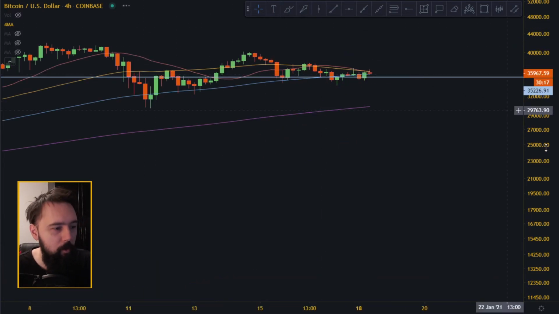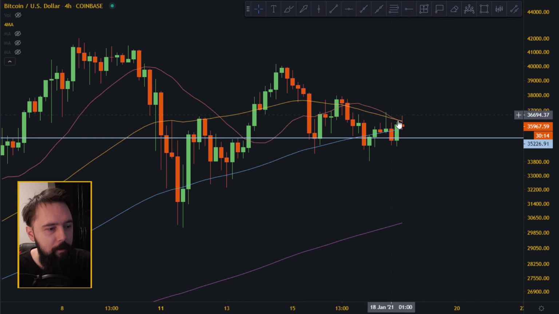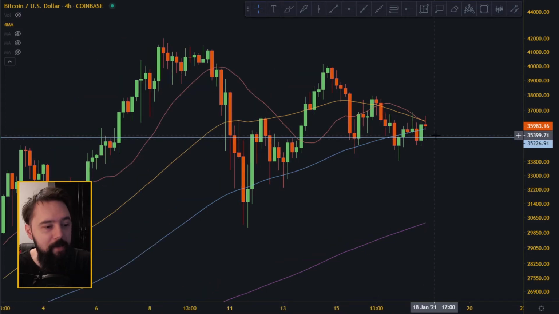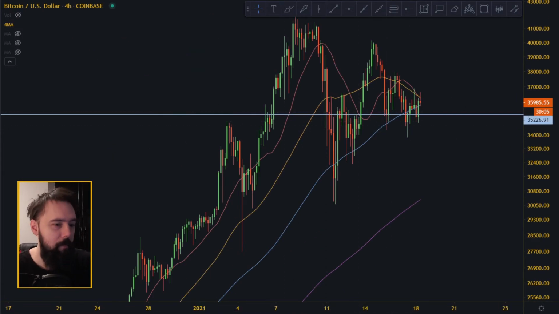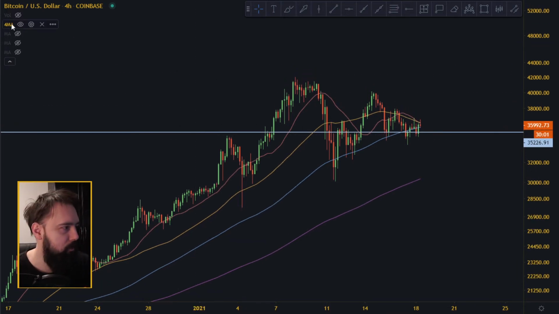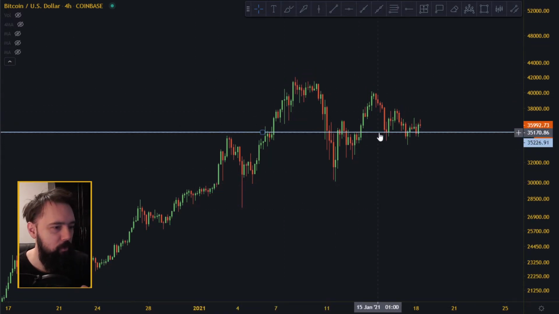So on the 4 hourly, if we close below this line over here, that will be a close below the 20 moving average. I'm expecting lower prices. If you watched my last Bitcoin video, there were some supports. Let's redraw the supports that we have here.